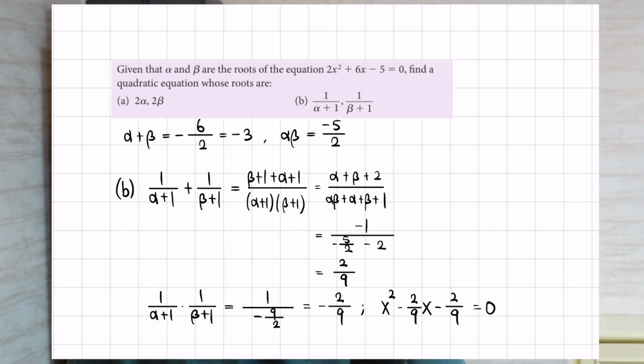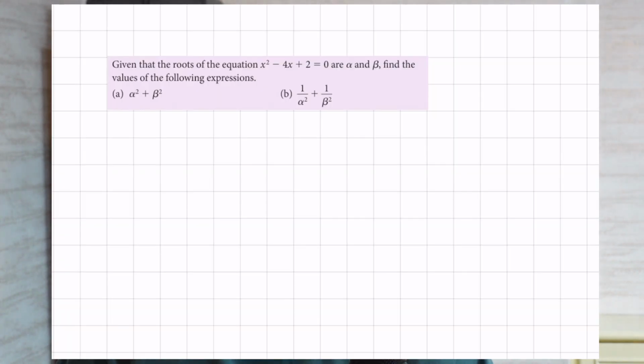Or if you want, of course, you can also simplify by multiplying 9 to both sides of the equation. In that case, you would obtain 9x squared minus 2x minus 2 equals 0. So this is how you come up with the form of the quadratic equation when the roots are given. Let's just move on to the final example of our lesson today.